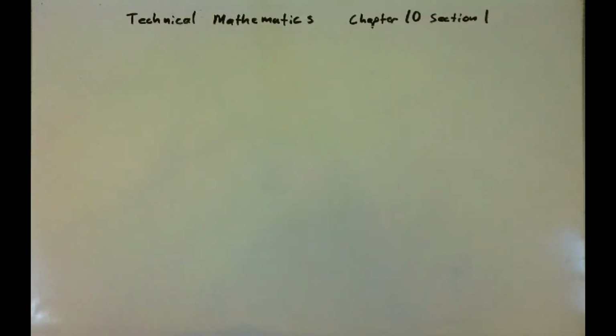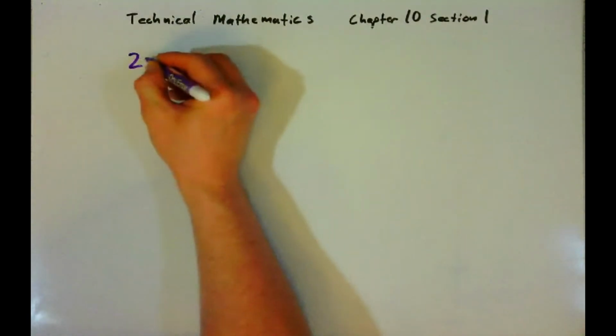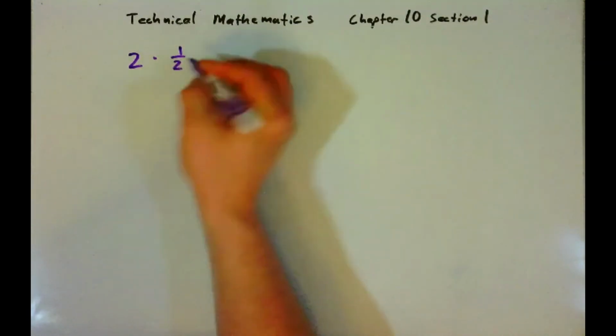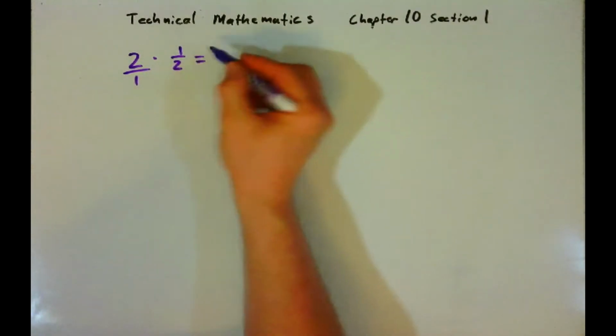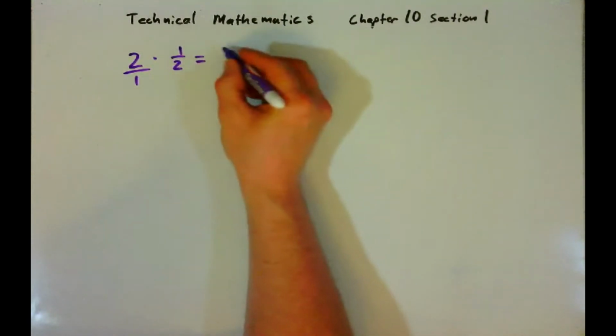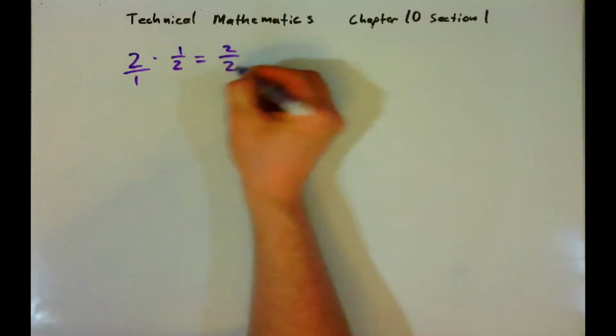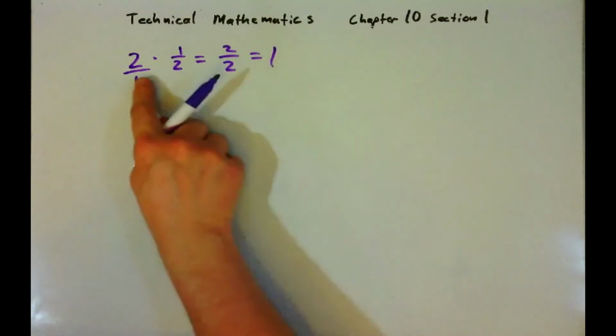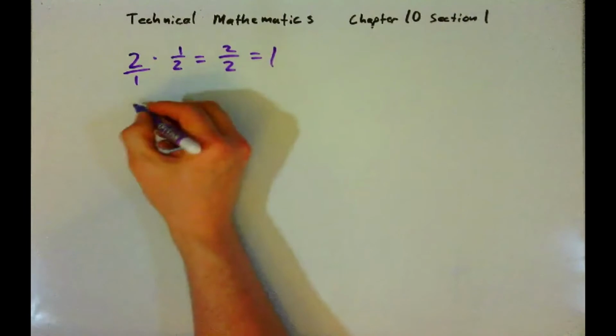Let's review for a moment what reciprocals are. Reciprocals are two numbers that when we multiply them together equal 1. So for example, 2 times 1/2 are reciprocals because when we multiply these together, 2 times 1 is 2, and 1 times 2 is 2, and this reduces to 1. So 2 and 1/2 are reciprocals.